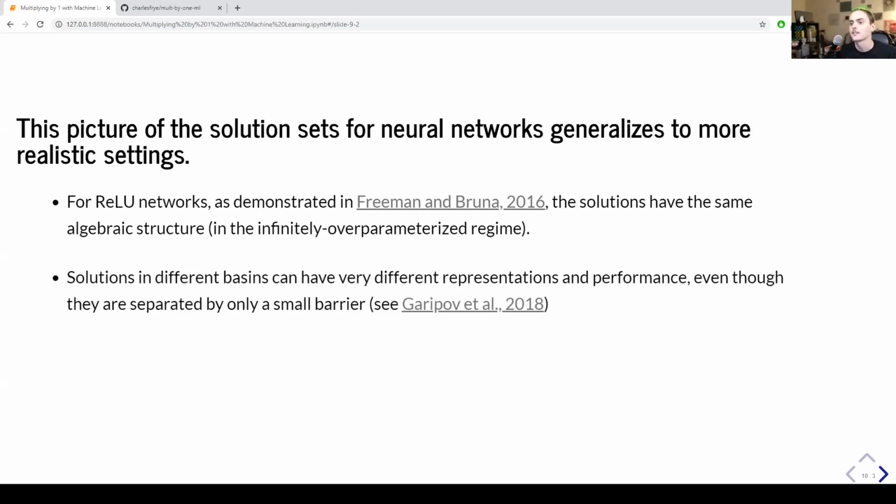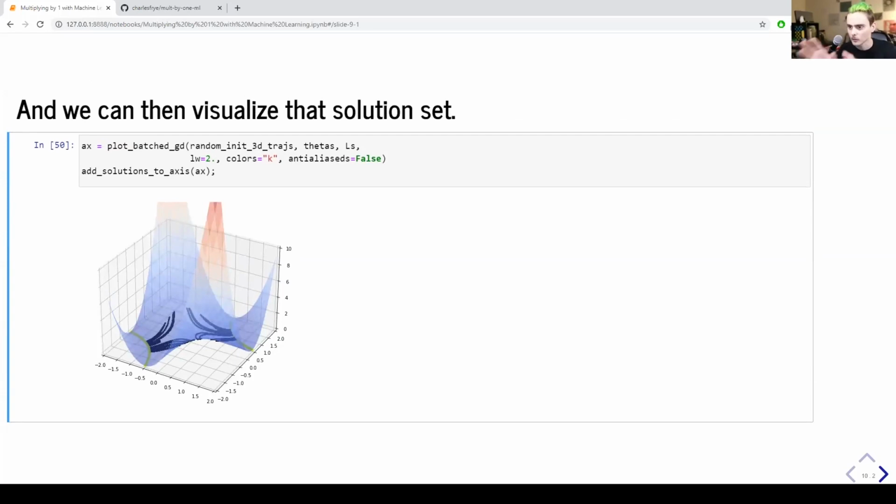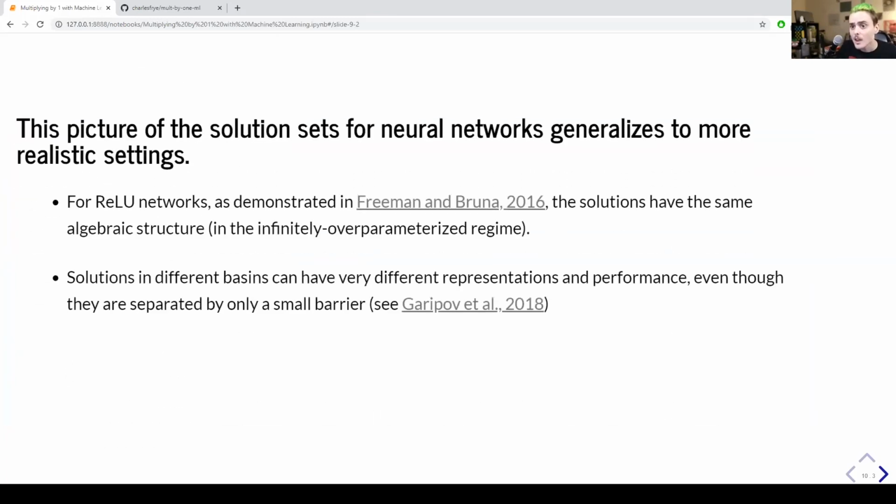The other thing is that those were essentially two separate basins. What I mean by basin is if you look at those two sets of solutions, they're separated by a hump in the middle. The hump isn't that high, especially relative to the really high values of the loss, but there is this nice hump there that would be hard to get over with gradient descent. And so solutions in different basins can indeed have very different representations and performance, even when they're separated by only a small barrier. This is something that people have found by looking very closely at ensembles, or at least smartly ensembling neural networks.